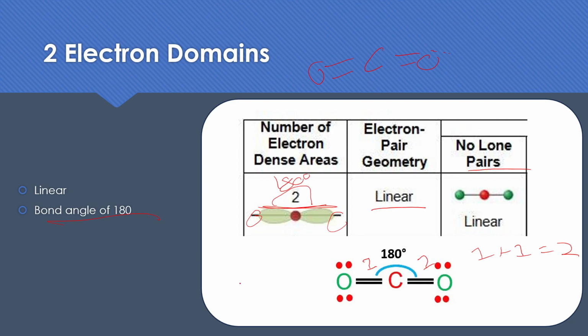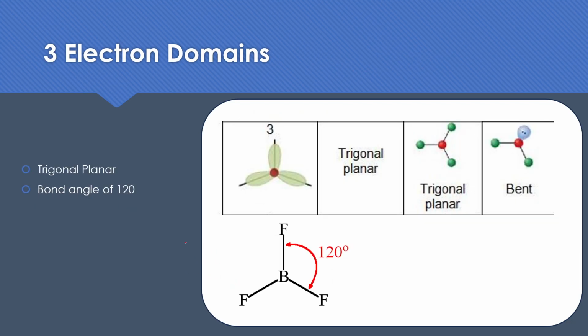Next up, we have 3 electron domains. This is called trigonal planar. An example of this is boron trifluoride. 1, 2, 3 bonding domains, 3 electron domains. The bond angle is 120 degrees. So this is called trigonal planar. Now here we can't actually put on a lone pair, and we can put it anywhere we want. We put on one lone pair, and this becomes bent, also called angular.